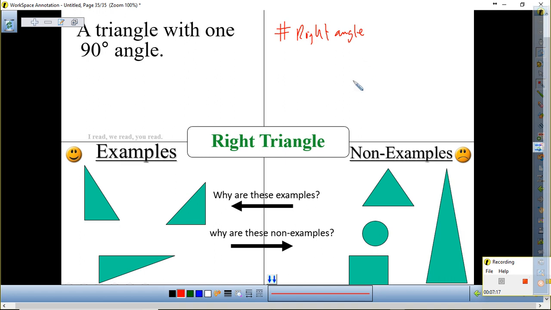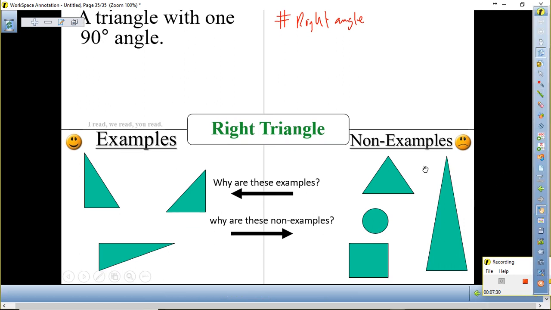All right. Before I continue, can somebody tell us why these are not right triangles? Mia. They don't have any right angles. Let's see. This one, it does not. This one does not. This one does not. This one does. Who can clarify why this one is not? Good, Jaylene. It has more than one.